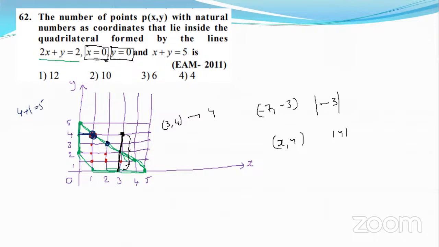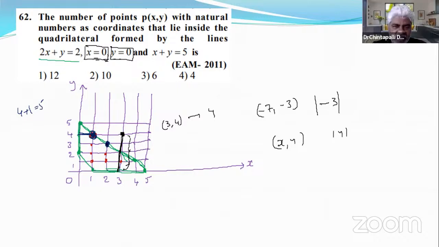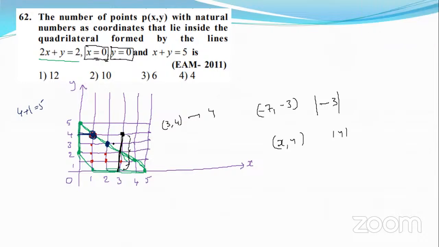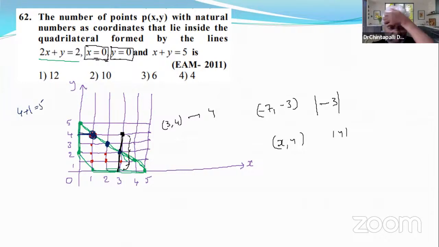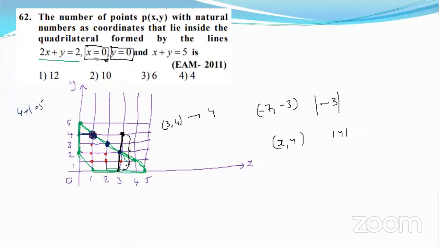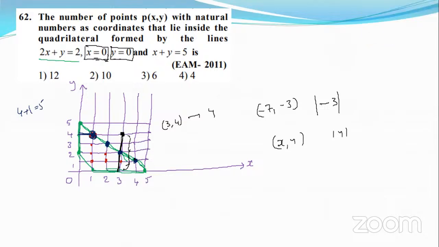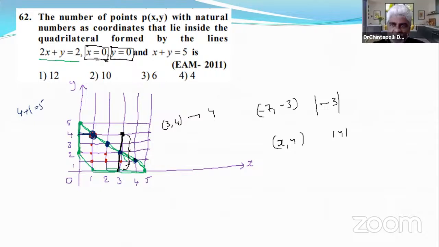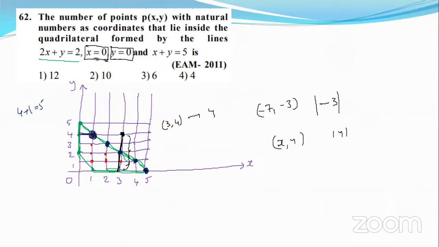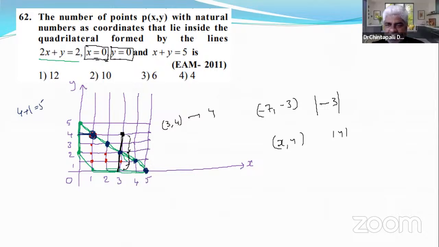What is the distance of this point from the x-axis? 3, sir. From the y-axis? 2, sir. Sum? 5, sir. Very good. Distance of this point from the x-axis? 2, sir. From the y-axis? 3, sir. Total? 5, sir. Same. Next point: from the x-axis? 1, sir. From the y-axis? 4, sir. Total? 5, sir. Even if we take this point, distance from the x-axis? 0. From the y-axis? 5, sir. So, you have got an idea now.